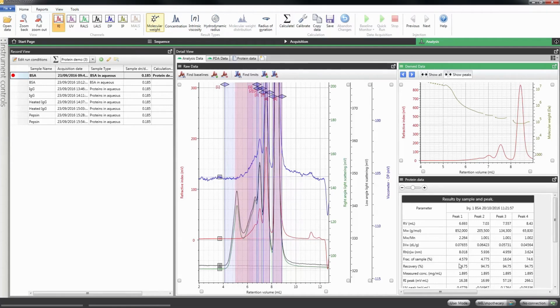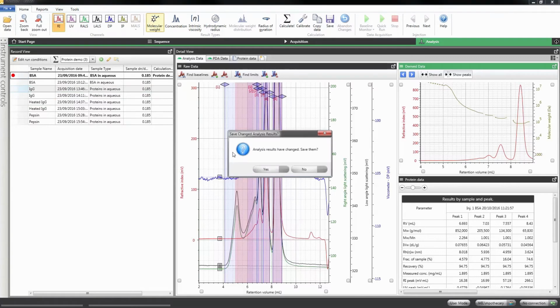The recovery is not quite 100%, and that's just because I've cut off the bottom corners of these peaks, so it's just a little bit not taken into account. But overall, you can see we've got a really nice, comprehensive characterization of our BSA, and our results are really nice and accurate. So I'm going to move on and analyze a couple of IgG samples, and then we'll look at the heated IgG as well.